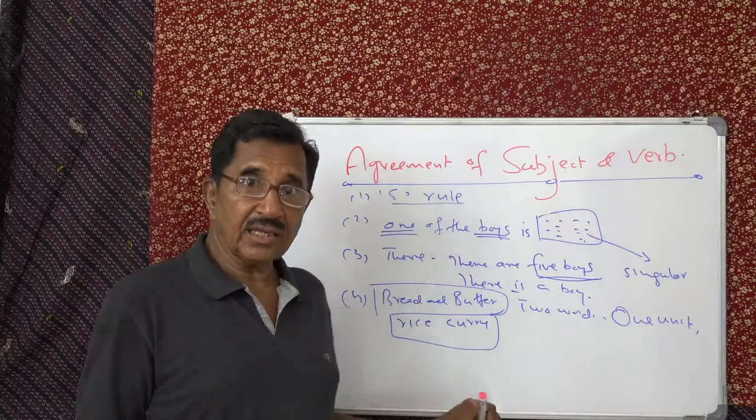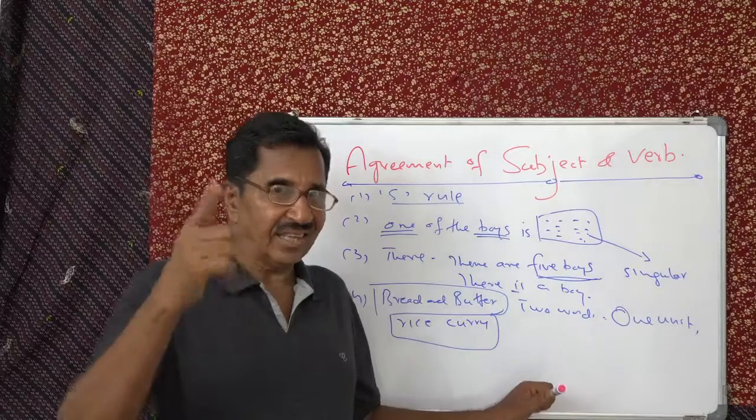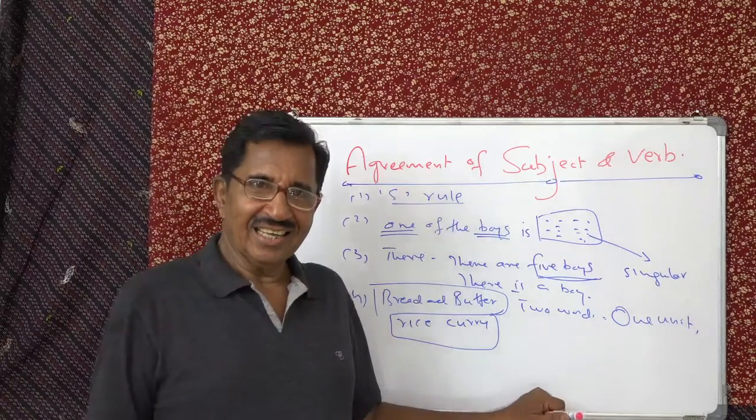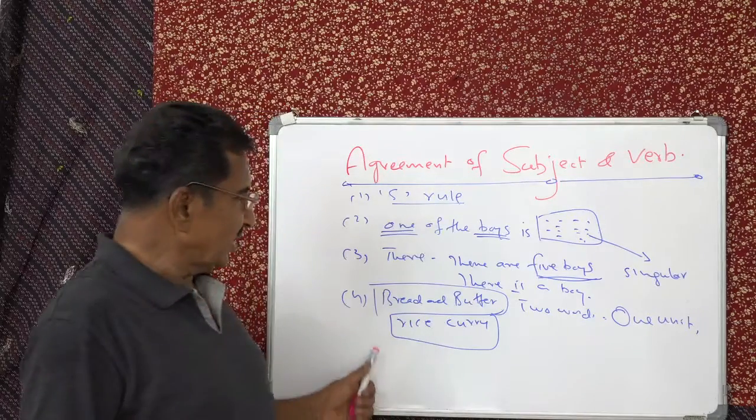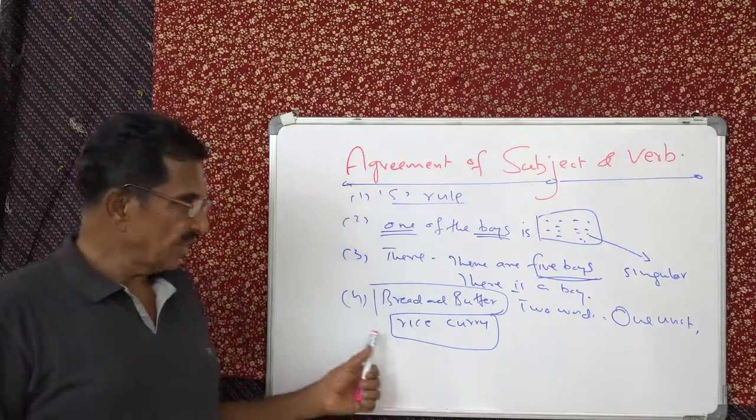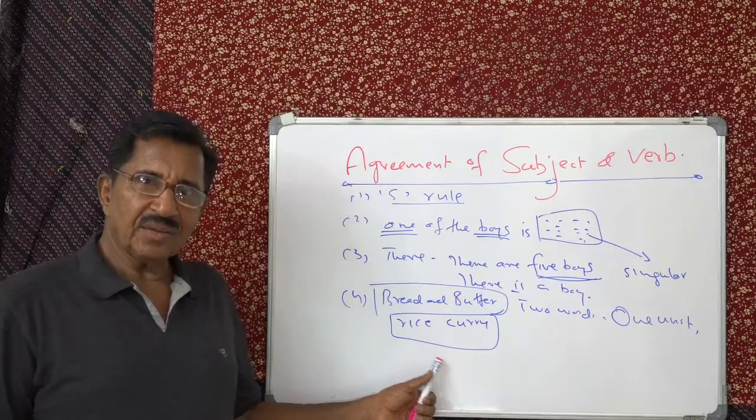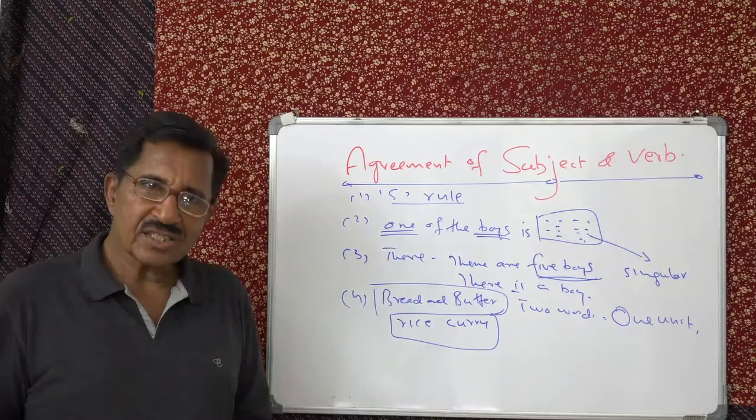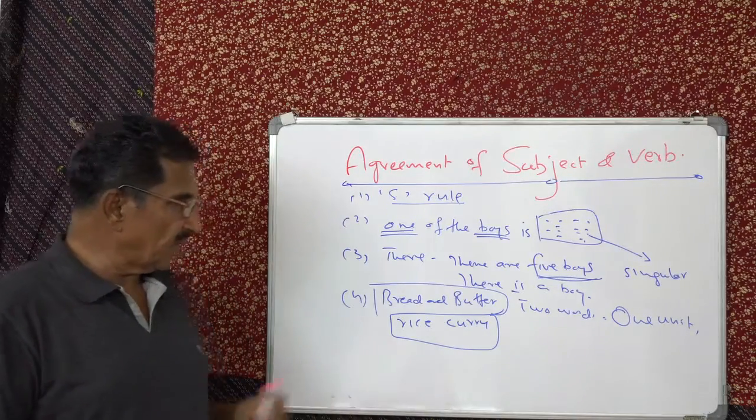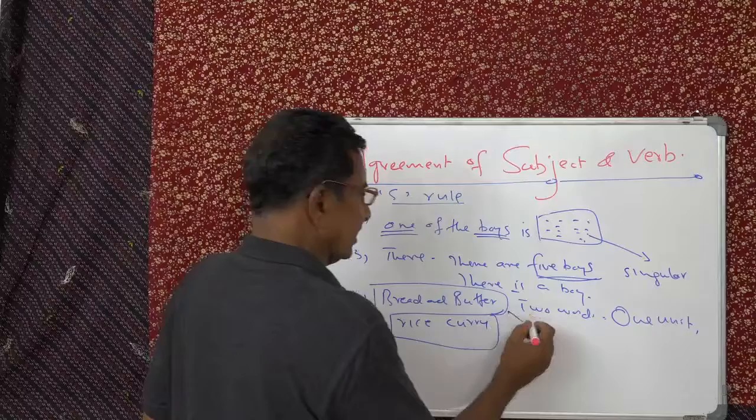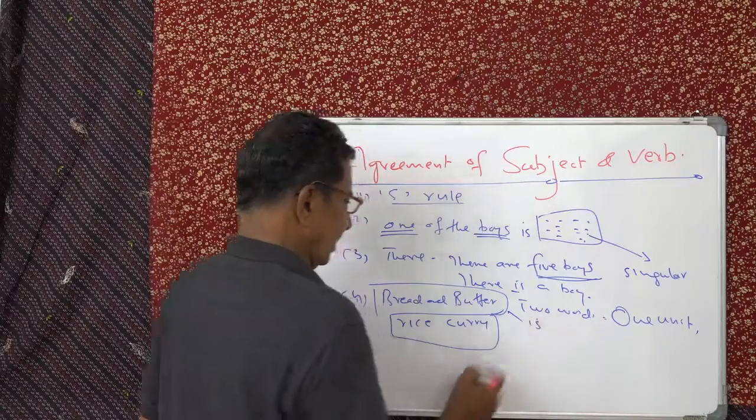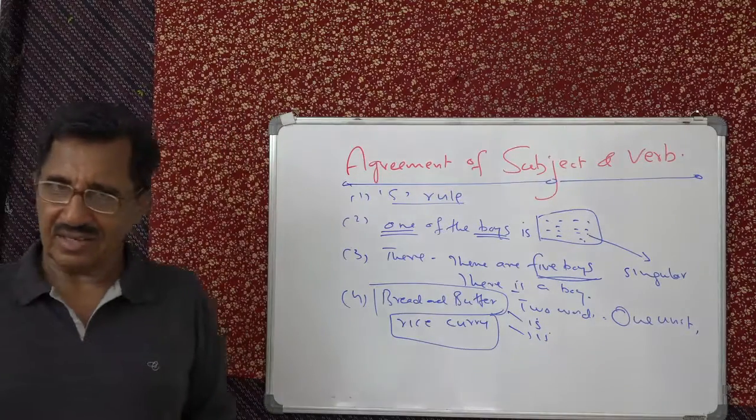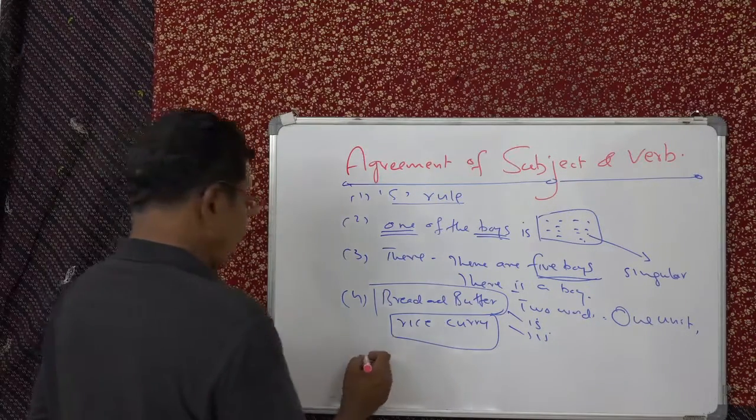Understand? But if you say rice and curries, then that's a different thing, because there are many curries. That's common sense. So there are certain pairs like this: two units become one. So the subject is singular, so you have to use a singular verb. Bread and butter is. You say is. Rice and curry is, we say, not are.